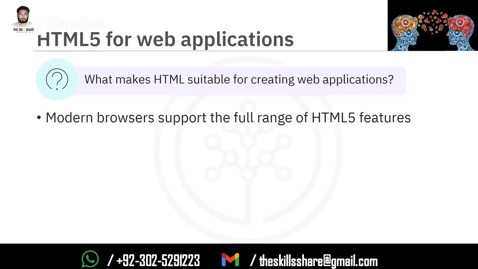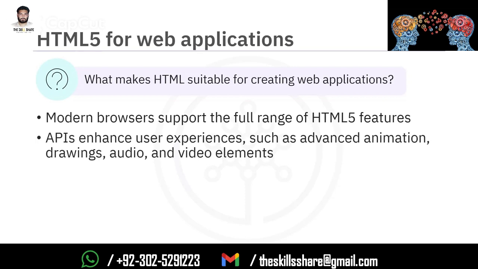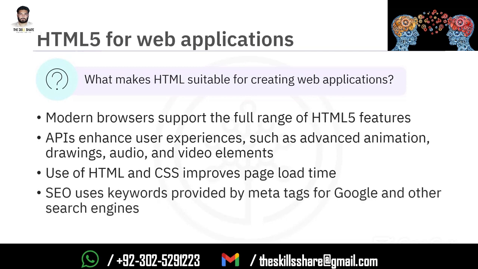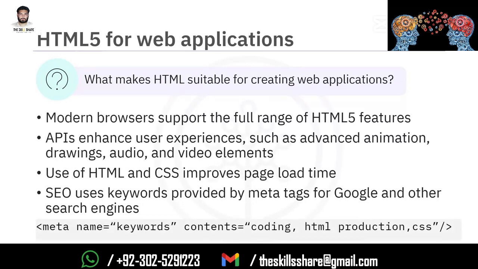The range of devices that all have built-in browsers that support HTML5 features. The number of APIs that enhance the user experience, such as the advanced animation, drawings, audio, and video elements. The efficient use of HTML and CSS while reducing the number of images can lead to faster load times for rendering web pages. Search engine optimizations can use keywords that are taken from HTML attributes to improve the visibility of a website when search results are displayed. The meta tags shown are used to provide information to search engines.